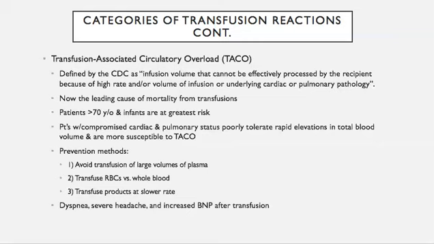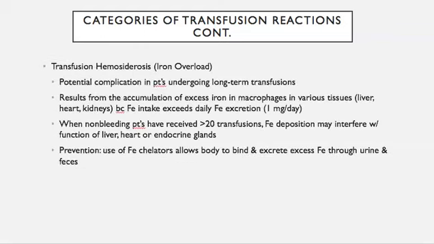Patients with compromised cardiac and pulmonary status are not going to tolerate rapid elevations in total blood volume, so they're going to be more susceptible to TACO. So some prevention methods: just avoid transfusion of large volumes of plasma, transfuse red cells versus whole blood, transfuse products at a slower rate. And then dyspnea, severe headaches, and increased BNP can be seen after transfusion in these patients.